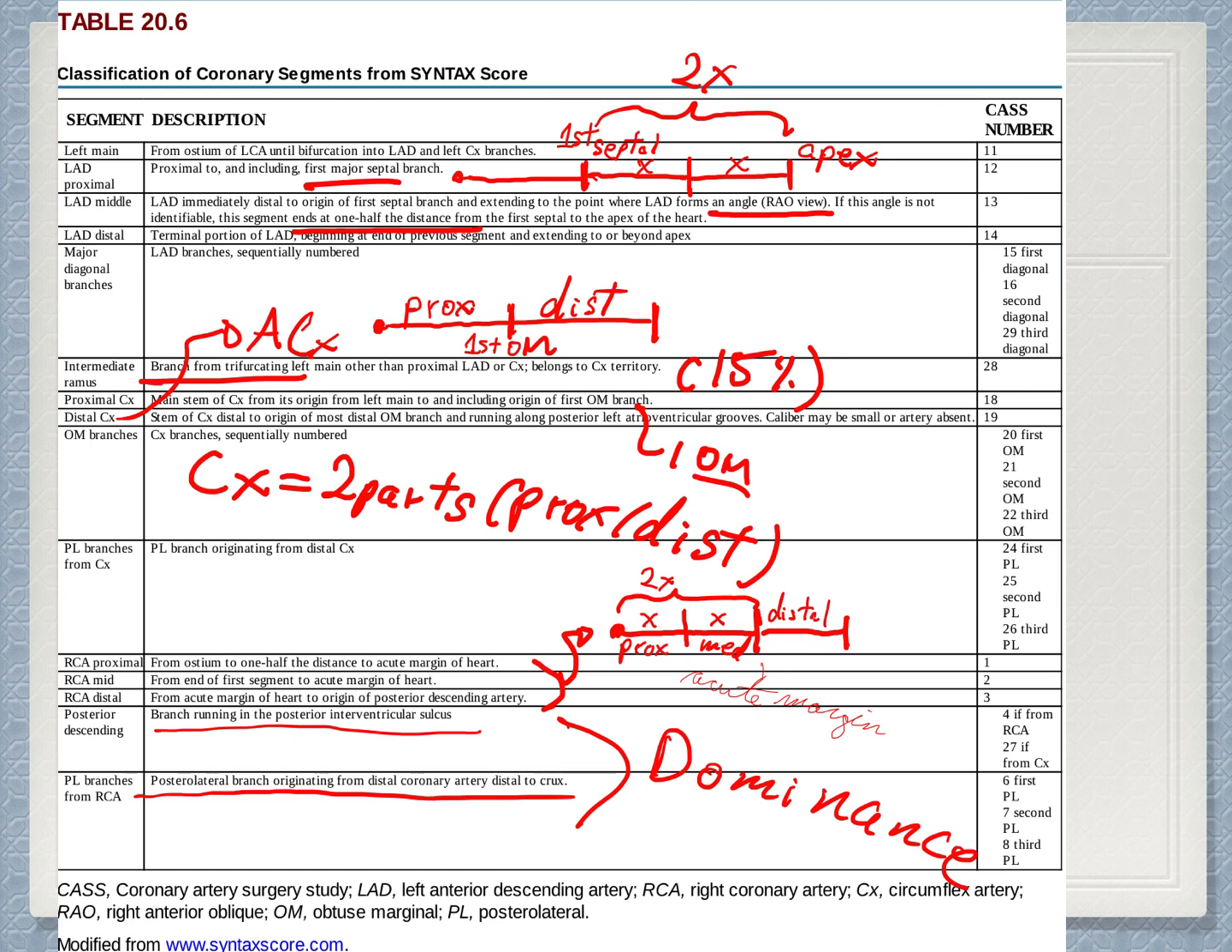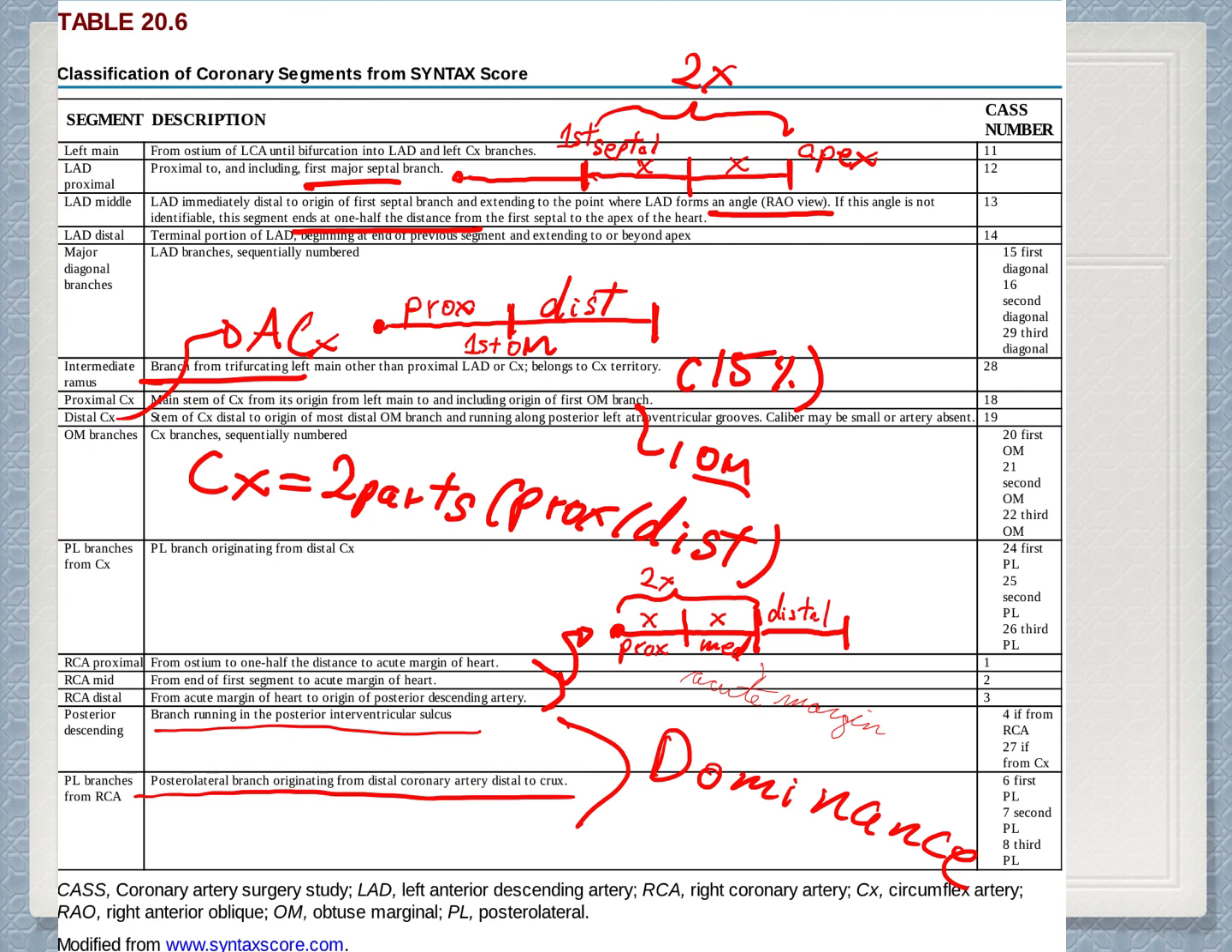Okay, how can you divide the circumflex? The circumflex goes to the first obtuse marginal branch, and that divides your circumflex into proximal and distal.